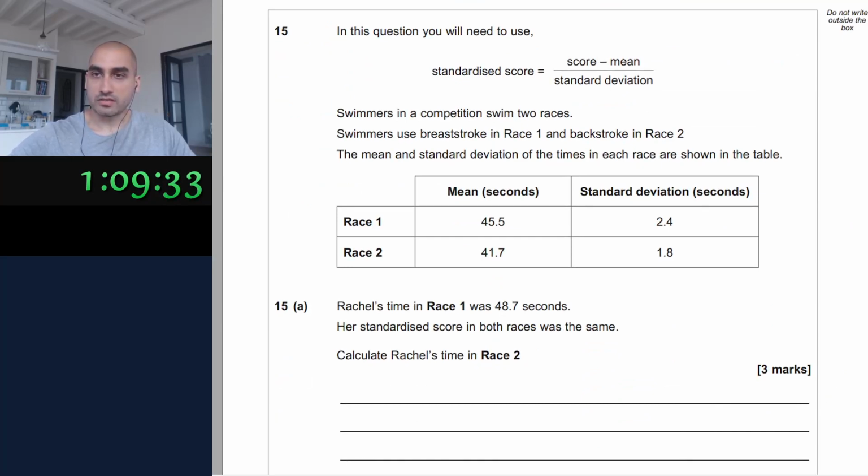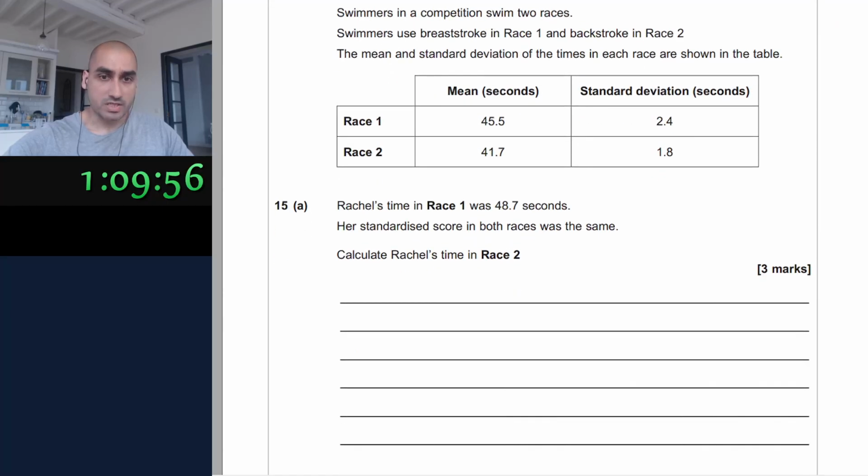All right, we've got another 35 minutes left. I think we have enough time. In this question, you will need to use standardized score equals score minus mean over standard deviation. Okay. Swimmers in a competition swim 2 races. Swimmers use breaststroke in race 1 and backstroke in race 2. The mean and standard deviation of the times in each race are shown in the table. Okay. Rachel's time in race 1 was 48.7 seconds. Standardized score, okay, fine.